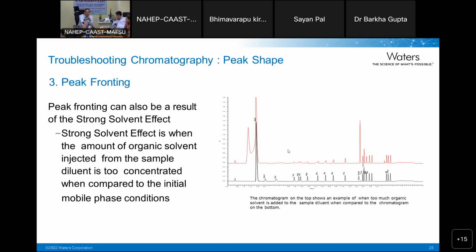Every peak may not show this type of problem, but if you're okay with that, you can continue with this. It is recommended, but if you are not able to go through with the same conditions, then you need to compromise with certain parts. Suppose this initial peak is not of interest to you, then you can continue with that, right?